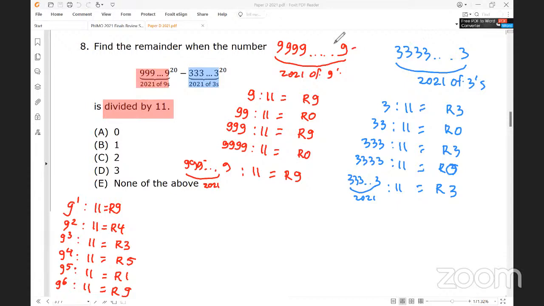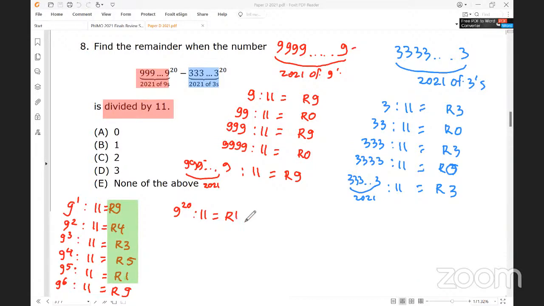So, if I'm asking 9 to the power of 20 divided by 11, what is the remainder? Because we have 5 different numbers in one pattern here. See, 1, 2, 3, 4, 5. Yeah, 1, 2, 3, 4, 5, 6, 7, 8, 9, 10, 11, 12, 13, 14, 15, 16, 17, 18, 19, and 20. So the remainder is 1.